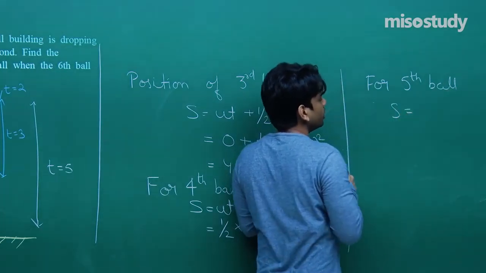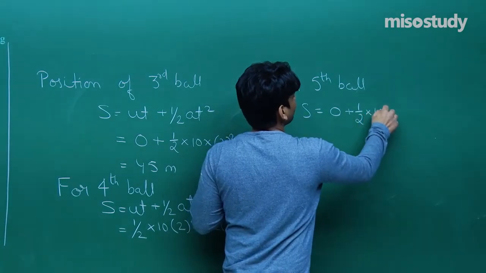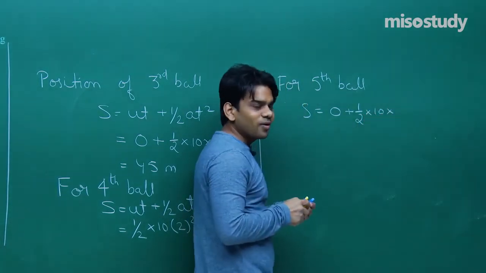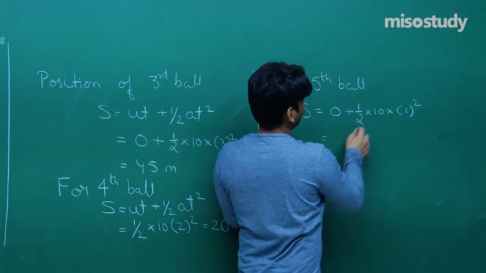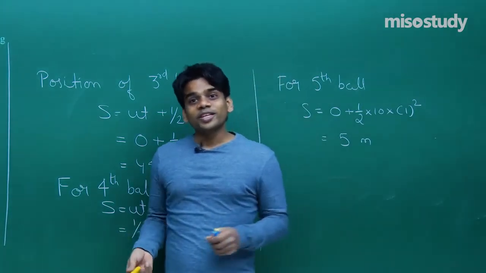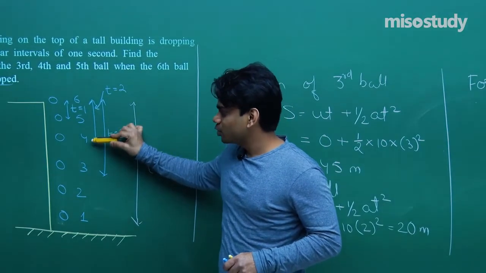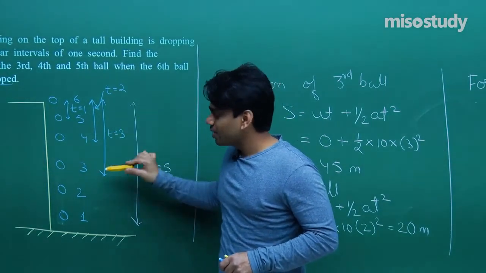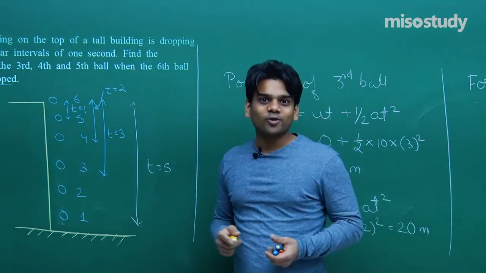S equal to ut, where u is 0, plus half into 10 into t squared. The fifth ball would have traveled only 1 second, so this comes out to be half into 10, that is 5 meter. So 5, 20, 45. This would have traveled only 5 meter, this would have traveled 20 meter, and this would have traveled 45 meter. This is the position of the third, fourth and fifth ball. This was the requirement of the question.